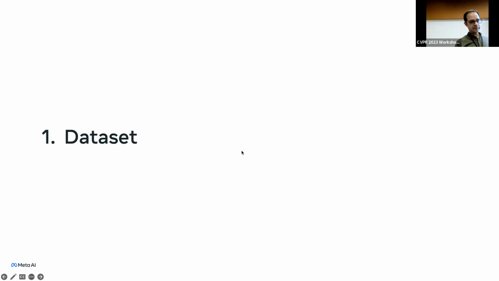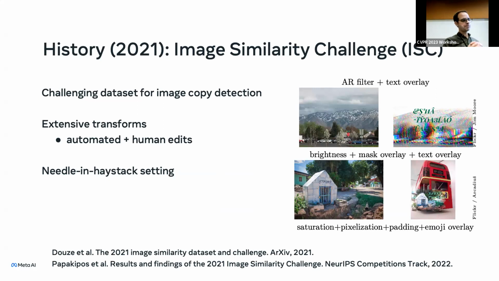So first, I'll just describe the data set. For a bit of background, the image similarity challenge is an image copy detection challenge we held in 2021 as part of the NeurIPS challenge track. It featured a challenging data set for image copy detection with extensive transforms, including both automated and manually human edited images. And it replicates the needle and haystack setting that we see in applied copy detection settings, where most of the media you're considering do not have any real copies. So in this data set, only a subset of the images in the data set have any copies.